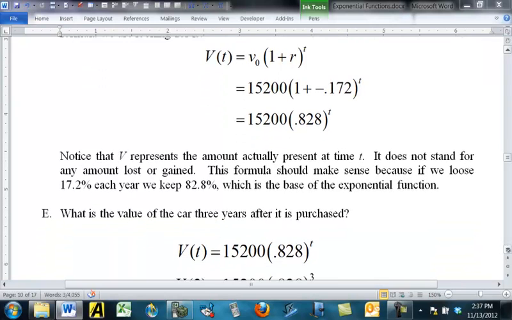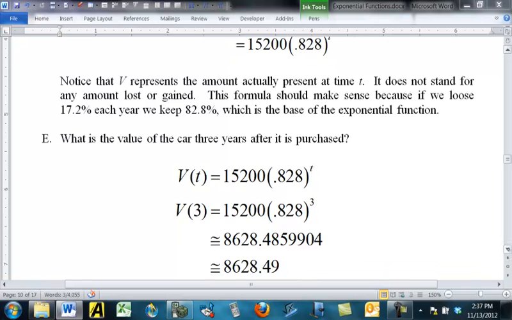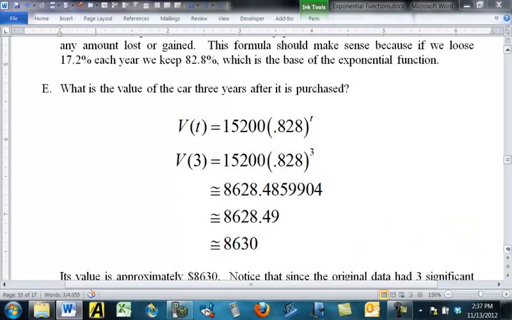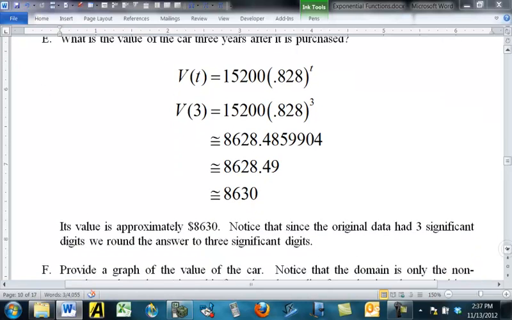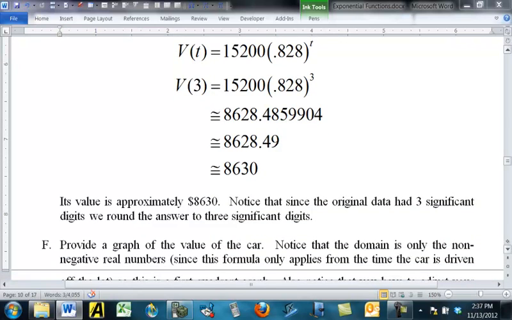What's this value 3 years later? That's just v of 3. Plug in 3 in that, use my calculator. In this case, the original data was only about 3 significant digits, so I rounded off to 3 significant digits, approximately $8,630. How about a graph?